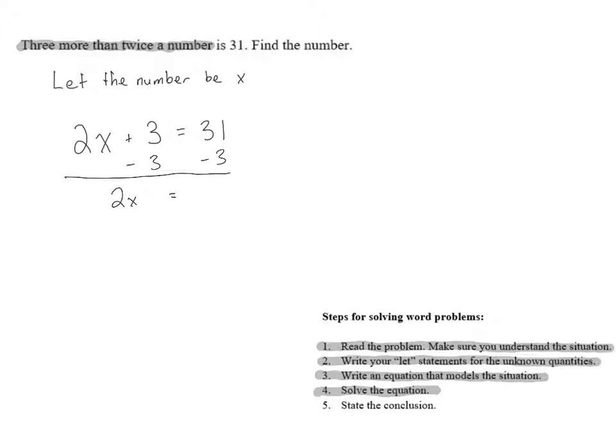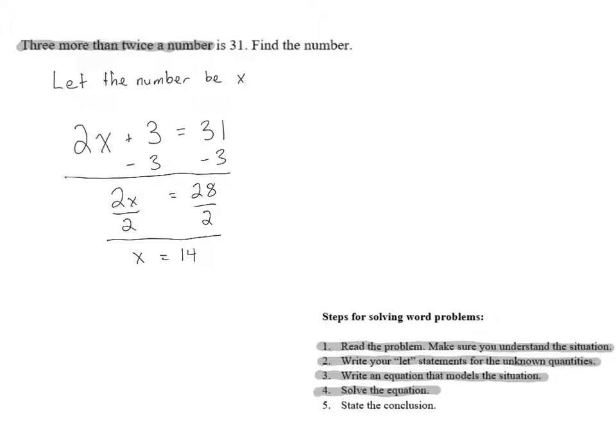And on the right-hand side, 31 minus 3 is equal to 28. So we have 2x equals 28. To get x alone, we divide both sides by 2. And when we do that, on the left-hand side, we're left with x. And on the right-hand side, 28 divided by 2 is 14. So we know x equals 14.